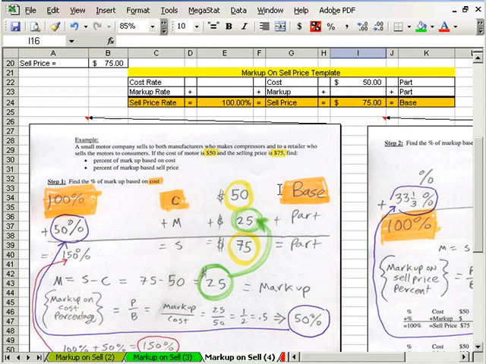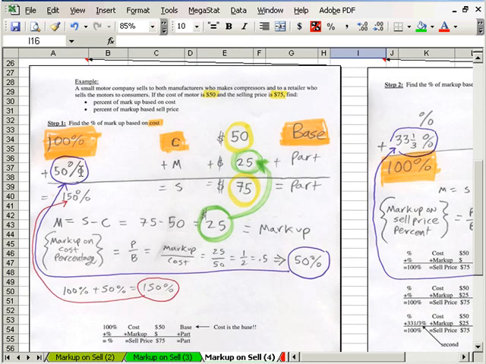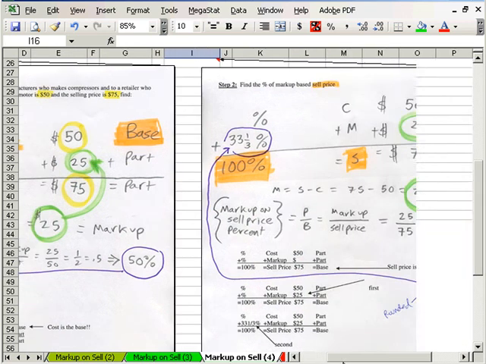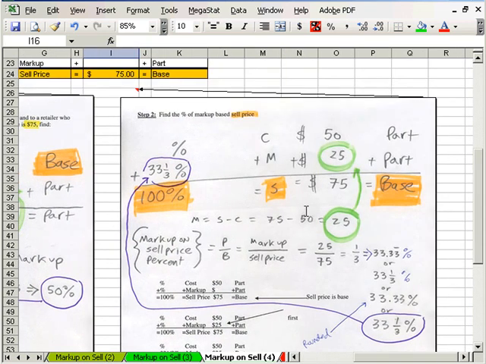Let's do our cost one first. Notice I used my color coding here to help me remember. Oh yeah, that's base. Cost is base. So we have 75 and 50. We of course solve for the 25 there. Once we get the 25, we can do our division. Part divided by base equals markup, 25, divided by cost, 50. So we get 50%, we plug it in there. So there it is. And we can solve for that one too. But this problem just says, what is the markup based on cost? It's 50%.